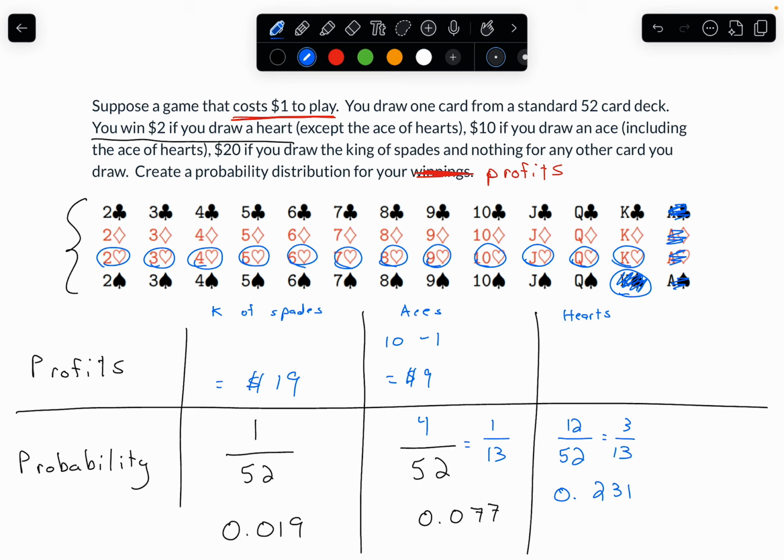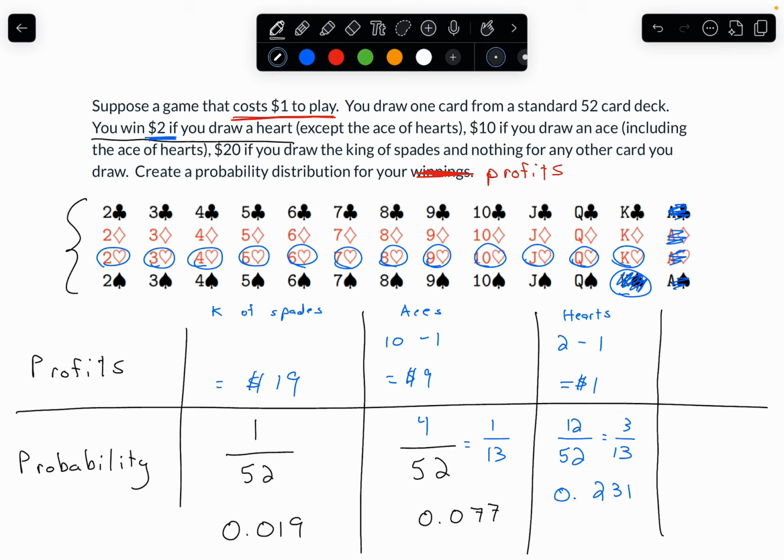But I actually skipped a step here because I didn't talk about the profits. The profits, I win $2. Hey, cool, I win $2. Oops, I win $2, but I have to take away the cost of the game. So 2 minus 1, I only get to keep $1 at the end of it. So not bad, but not the best possible scenario. So those are my hearts.